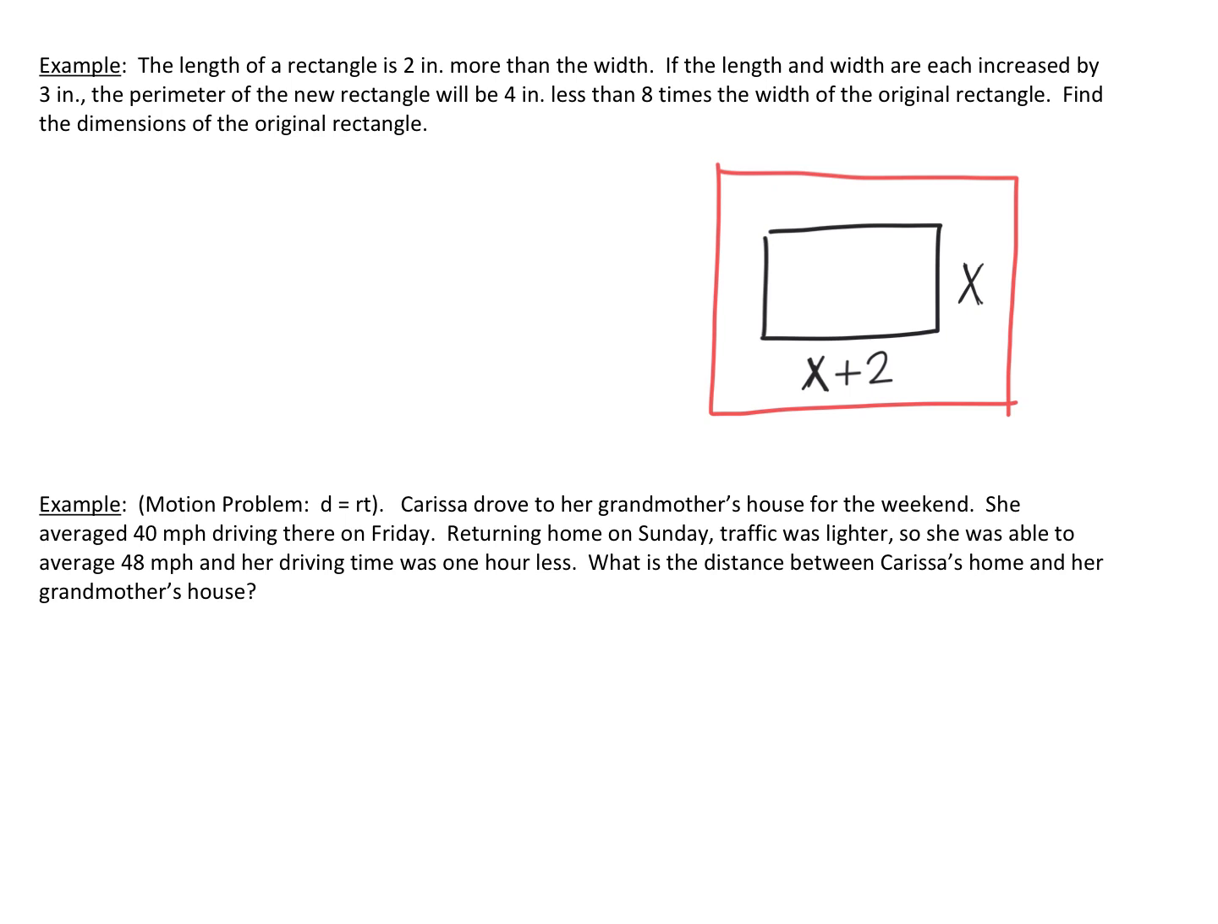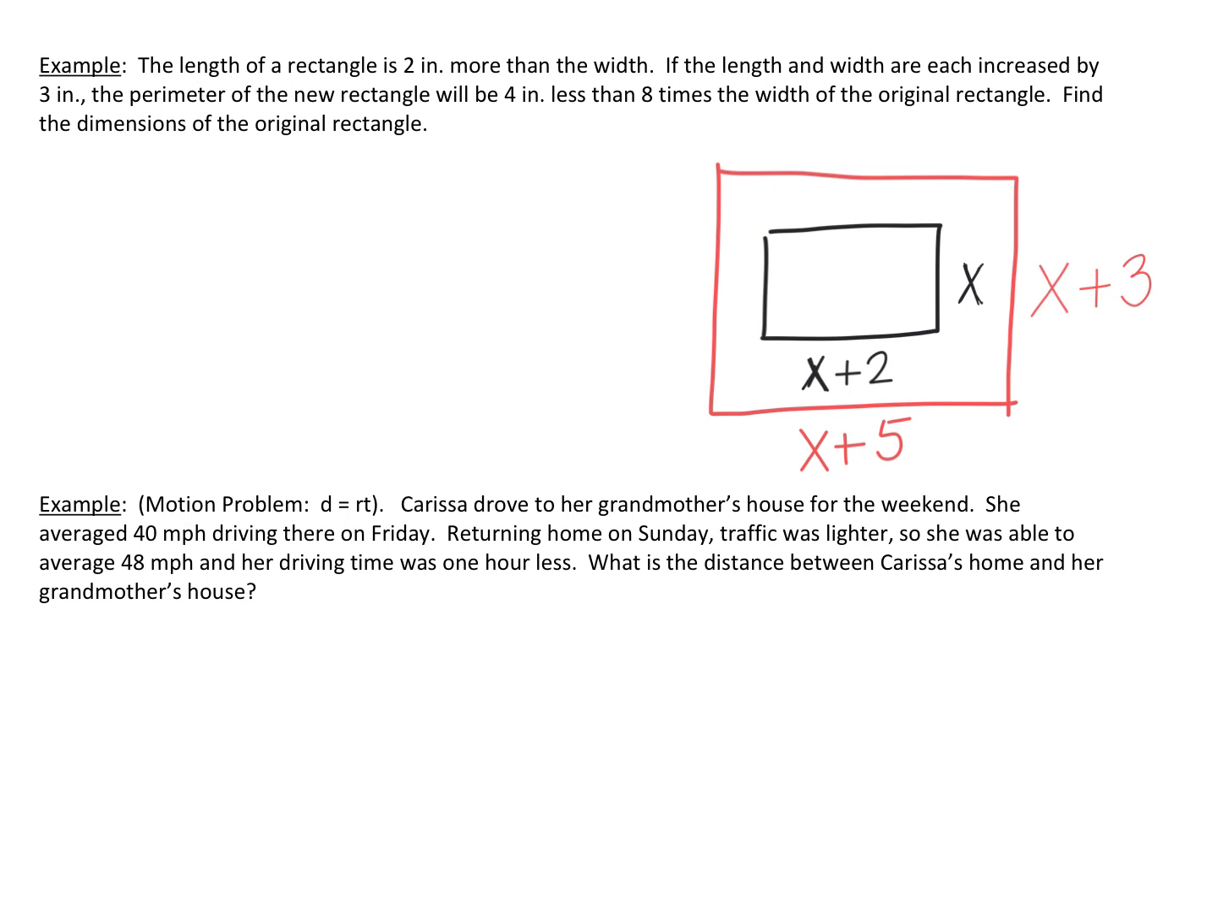So what should you label the red one, the new one, if the length and width are each increased by 3? If I increase by 3, okay, x plus 3, and then add 3 to this one, x plus 5. All right, and now it tells us the perimeter, okay? So we're going to write this down too. The perimeter of the new rectangle is 4 inches less than 8 times the width of the original.